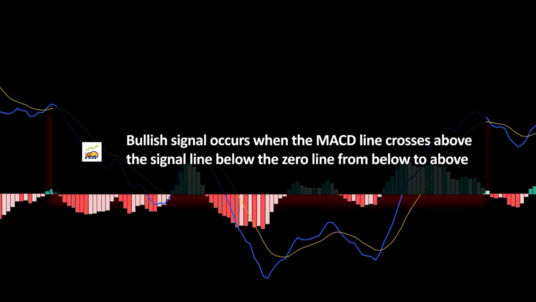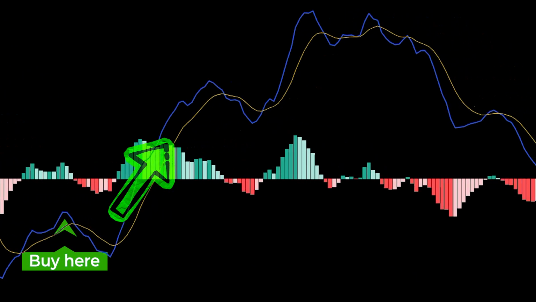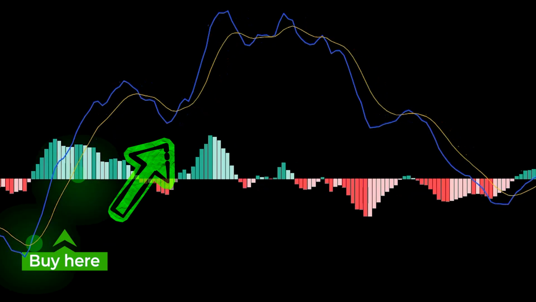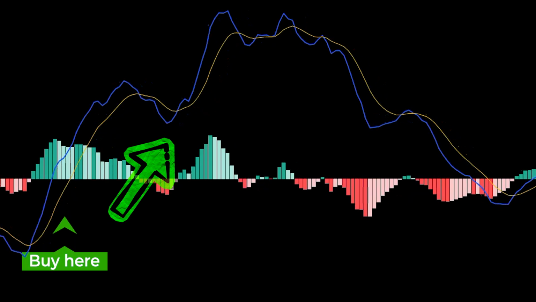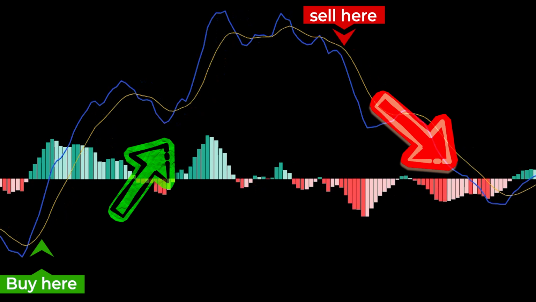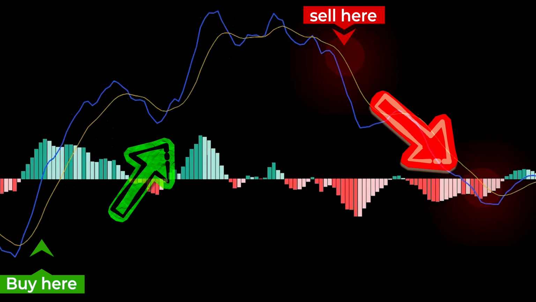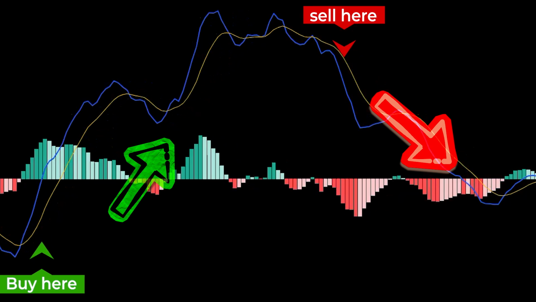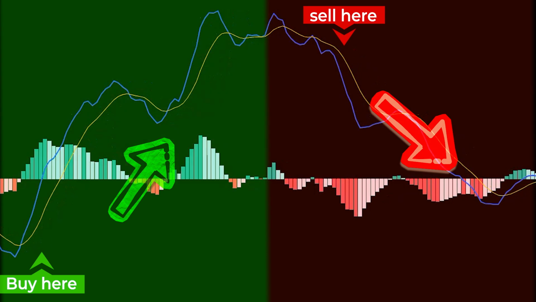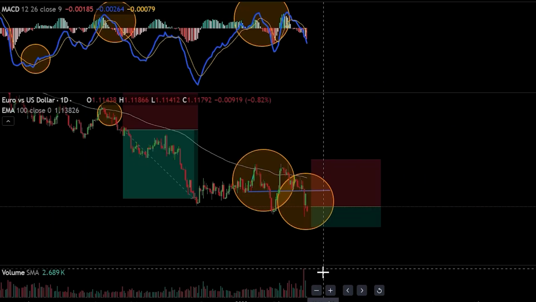And when the MACD line and signal line cross the zero line from below to above, this is also a bullish signal. On the opposite hand, when the MACD line crosses below the signal line above the zero line, it is a bearish signal. And if the MACD line and signal line cross the zero line from above to below, it is a bearish signal. So we have bullish signals and bearish signals, and you have to understand them very well because we will explain these signals in the next slides.